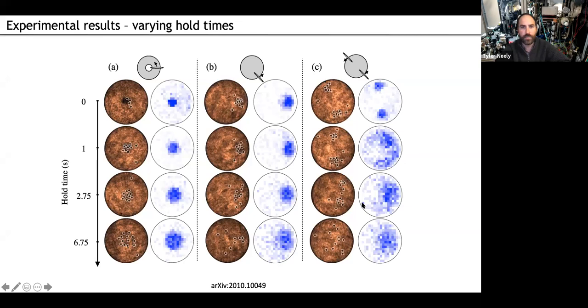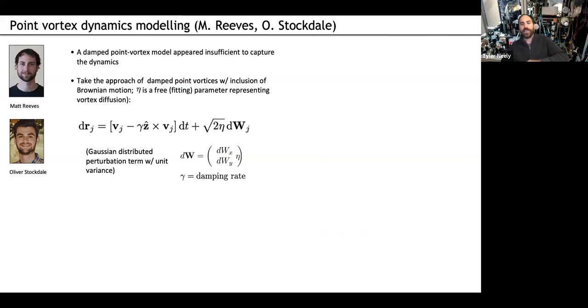If we really believe that point vortices is the right model to apply here, we ought to try and directly take those experimental vortex positions and apply point vortex dynamics to them. This is the work of Matt Reeves and Oliver Stockdale. Oliver has now left UQ, but Matt's still here and also working on many other vortex experiments with me.